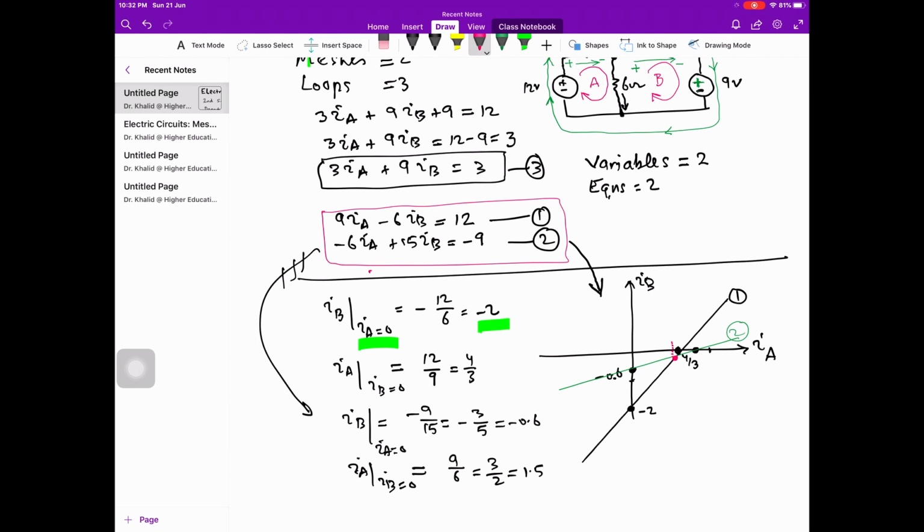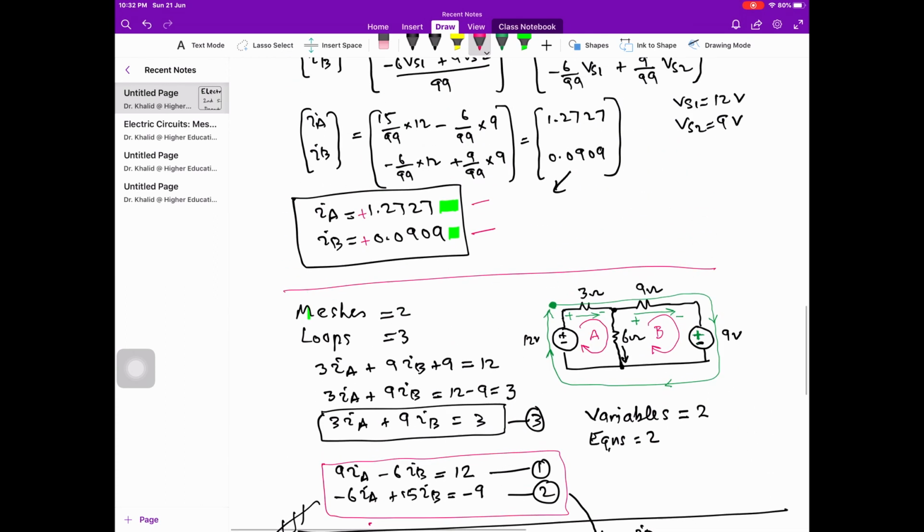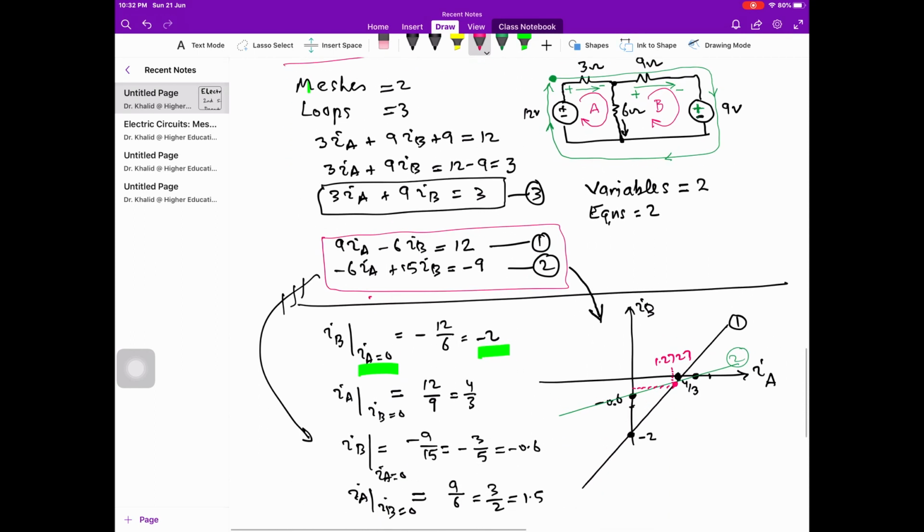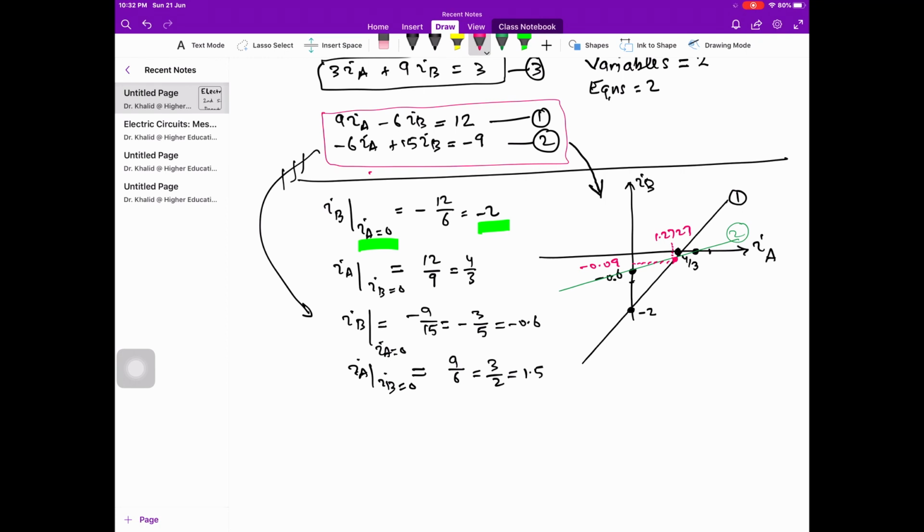This is the solution, and you can verify that here IA is 1.2727, and IB was minus 0.09. So it's almost a freehand sketch of IA and IB in a 2D plane. You can sketch it accurately in order to make it clearer.